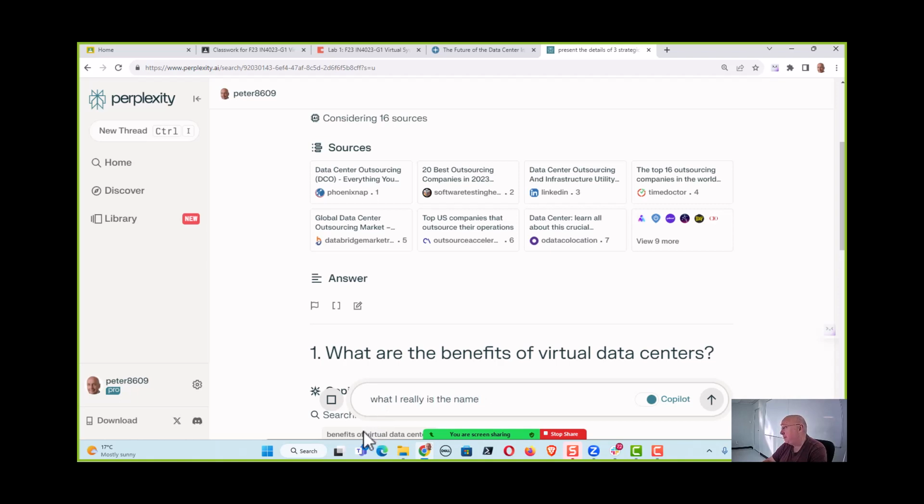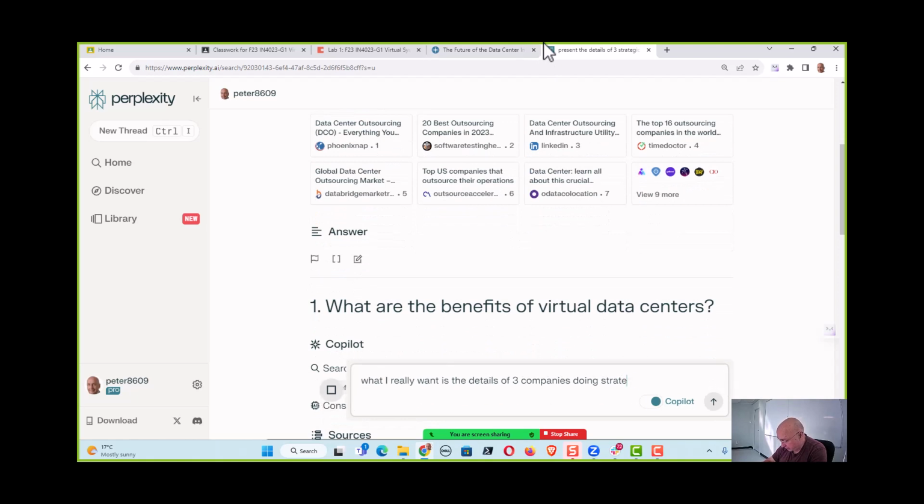And as we know, ChatGPT is not live on the internet. Its training cutoff date was over a year ago, but Perplexity AI is actually live on the internet. What I really want is the details of 3 companies doing this right now, doing strategic services outsourcing with virtual data centers today. Strategic services. So that means like their business operations, their business services, strategic services outsourcing in a virtual data center context.